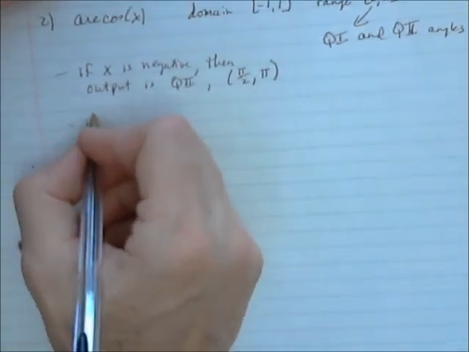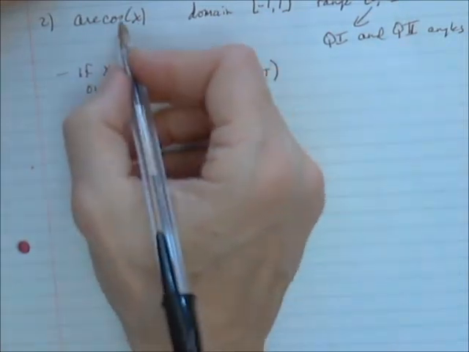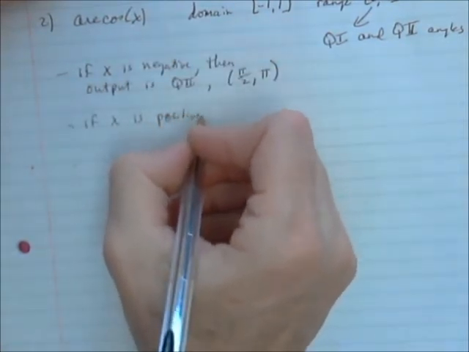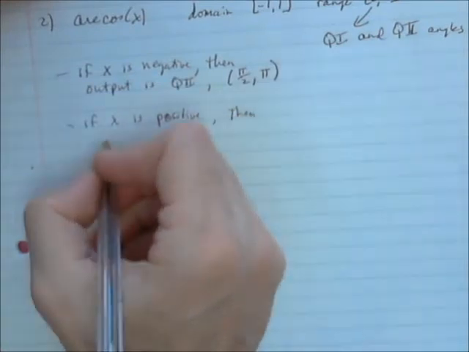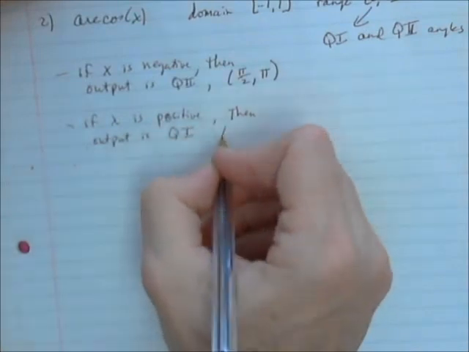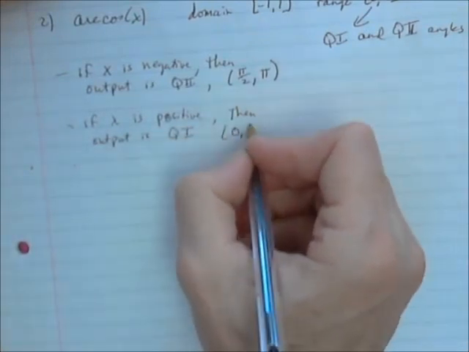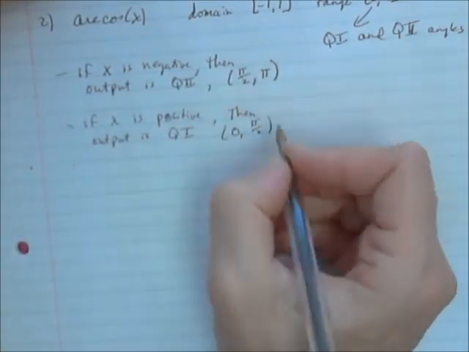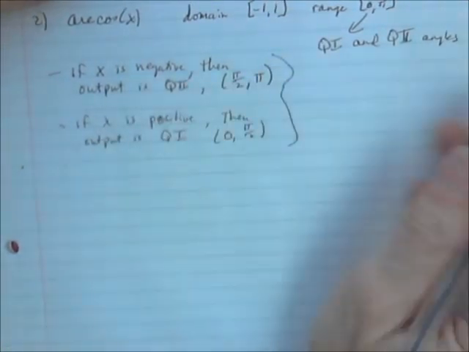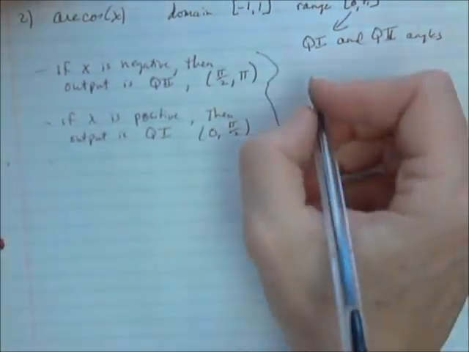But if x is positive, if the input to this is positive, then your output is in quadrant 1, and in quadrant 1 your angles are between 0 and pi over 2. Again, the x values can't be less than negative 1 or greater than 1.